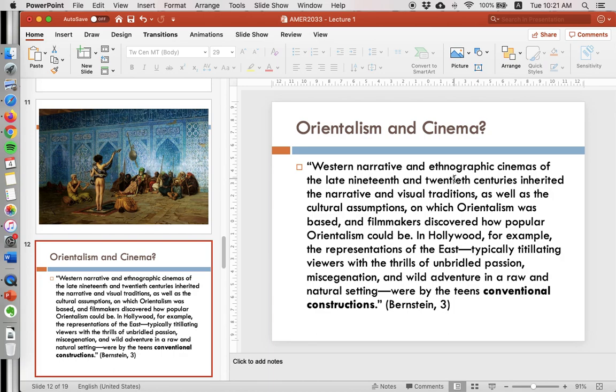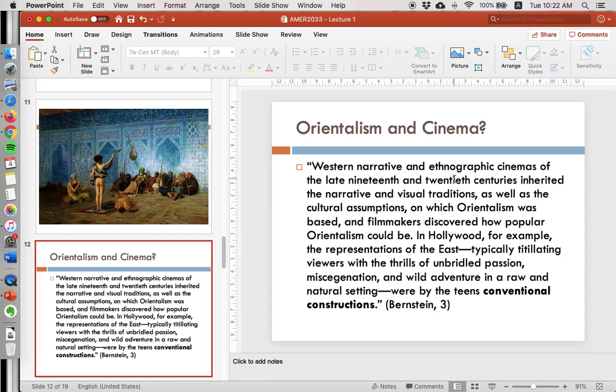So in Hollywood, for example, the representations of the East typically titillate viewers with the thrills of unbridled passion, miscegenation, and wild adventure in a raw and natural setting, whereby the teens, and when they say the teens, they don't mean the 2010s, they mean the 1910s, conventional constructions. So what do they mean by convention? It means it's something so normalized that it becomes a convention of that industry and that type of filmmaking. Here's an example. Why is it that Western fairy tales always end with, they lived happily ever after, right? Because it's a convention. It's arbitrary, okay? But it has been instituted and become popular, and people are used to it.